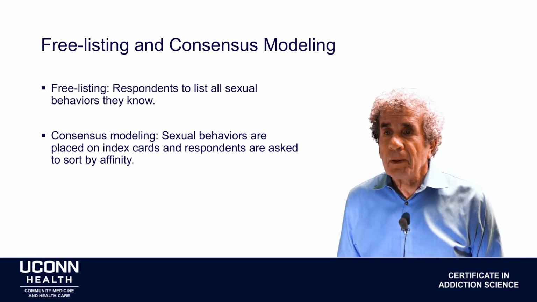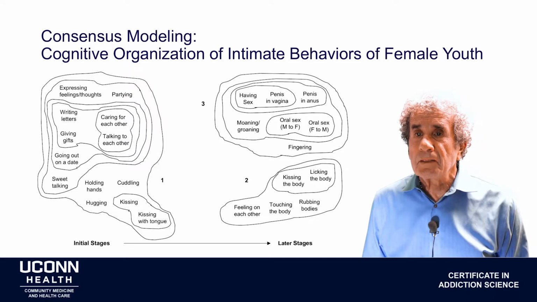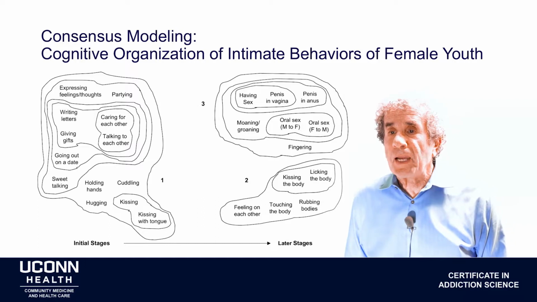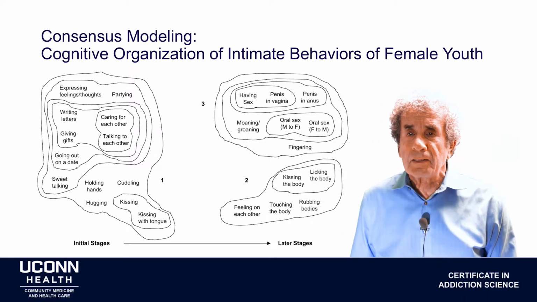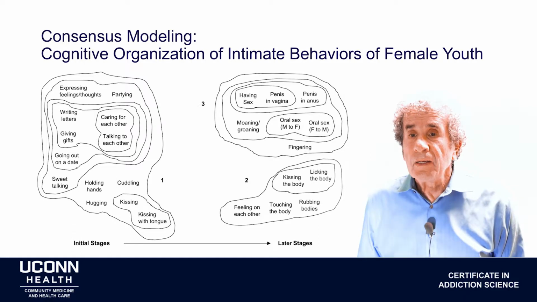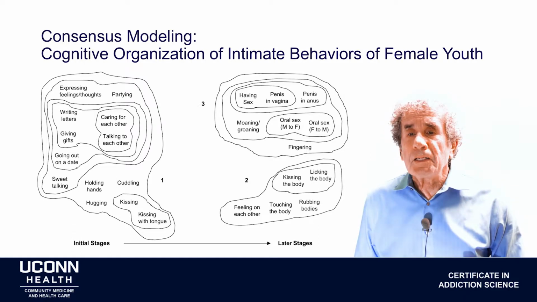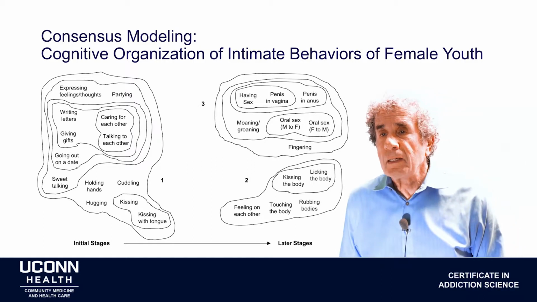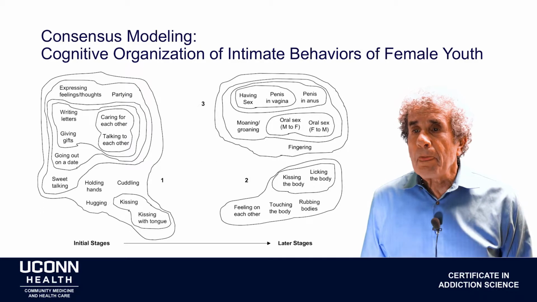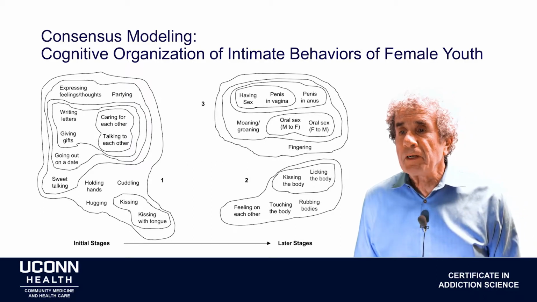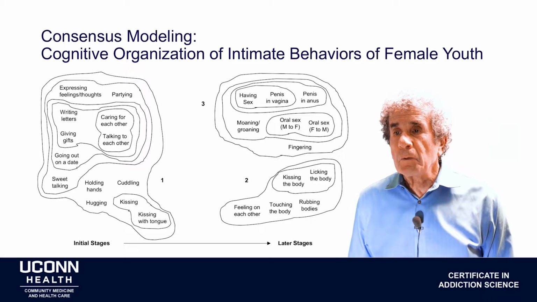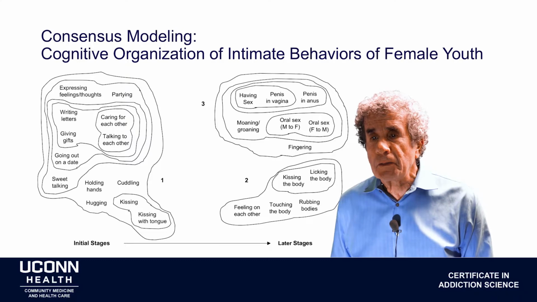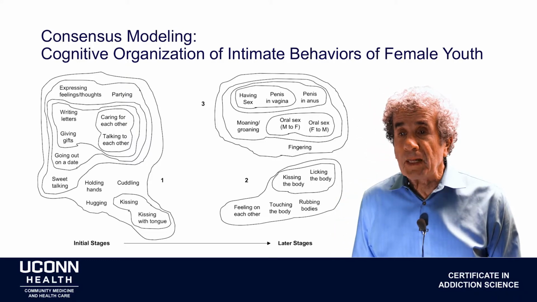So let me describe, this is a particular consensus model of intimate behaviors among female youth. And one of the things you notice is that there's a set of behaviors to the left that may be seen as the initial stages of intimacy, whereas the behaviors to the right are behaviors that involve penetrative and risky sex to a great degree. And there's a very clear demarcation between these two for girls, for female youth.